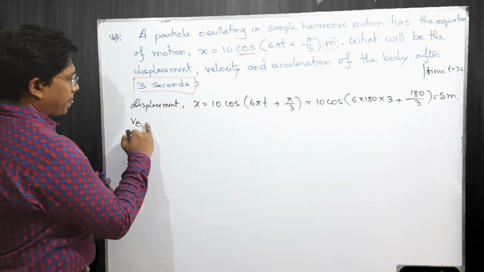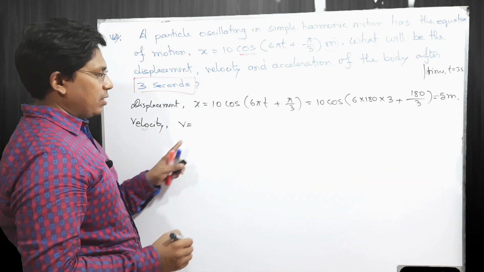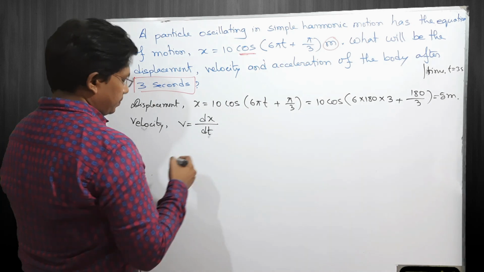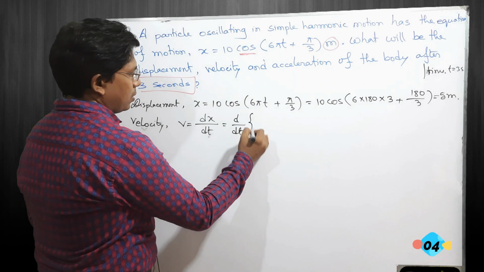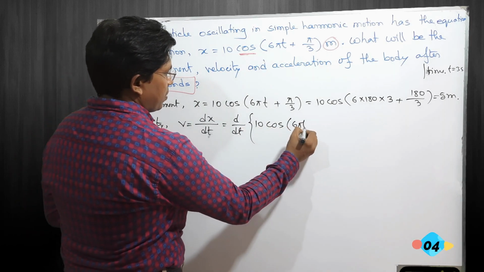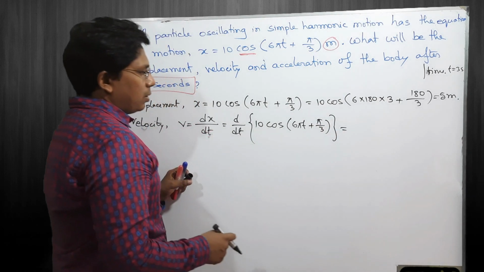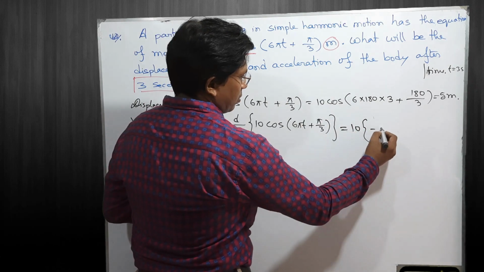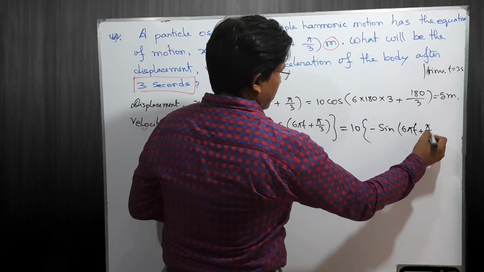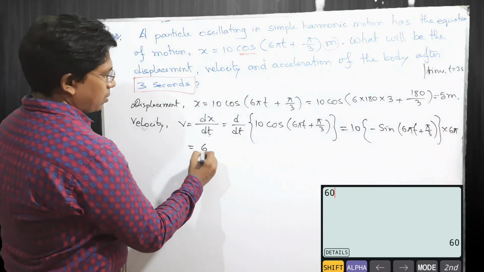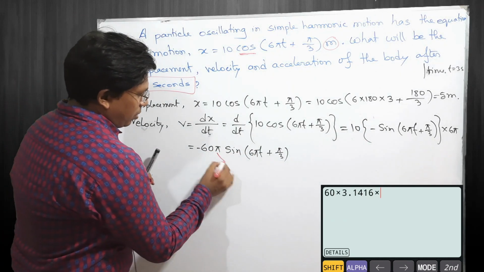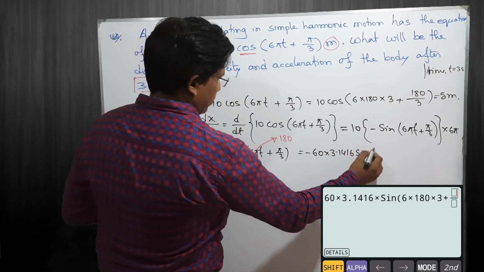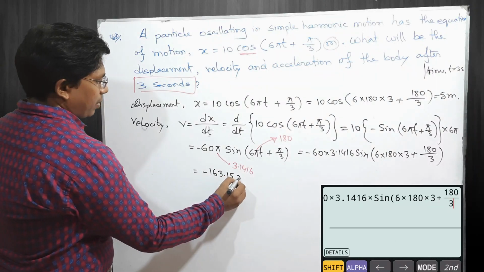Now the velocity. We know the velocity is the rate of change of displacement, that is d dt of x. The value of x is 10 cos 6 pi t plus pi by 3. From calculus, we know 10 cos converts into minus sine, 6 pi t plus pi by 3, and extra 6 pi. Here the value of this pi is 3.1416 and the value of this pi is 180. Now put the value. The velocity is 163.15 meter per second.